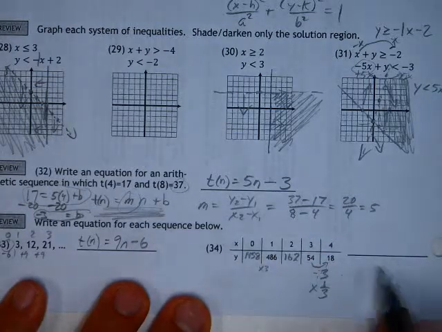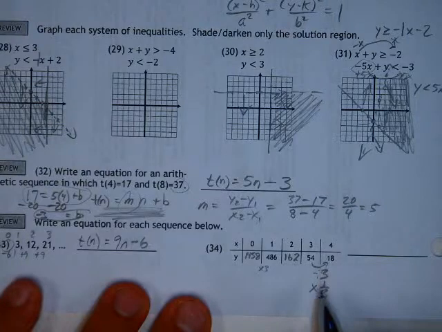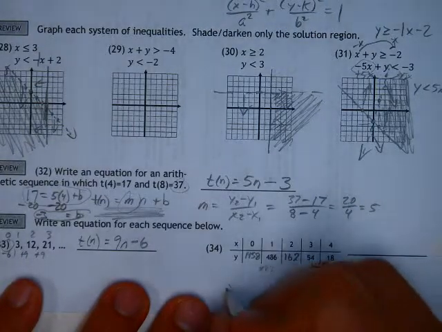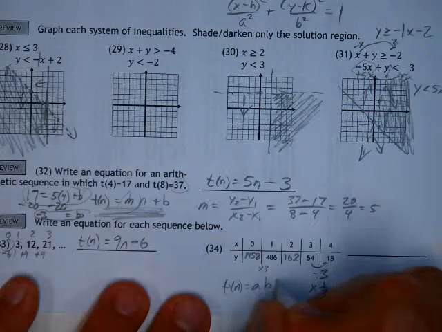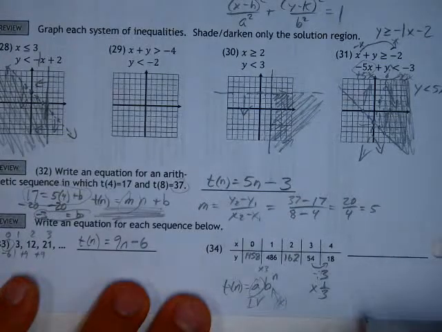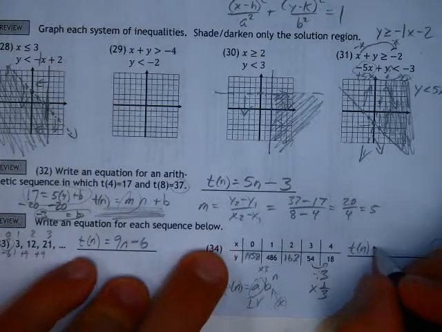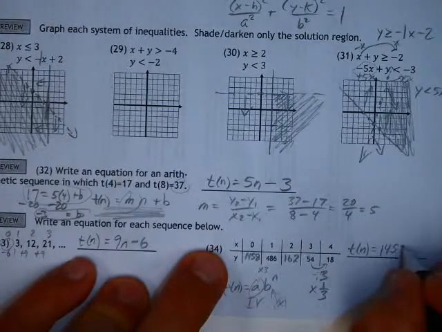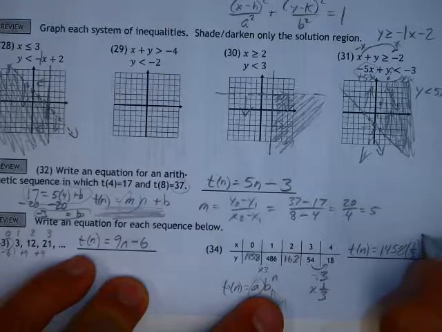Okay, well, this is a different problem. Here we're adding and subtracting. Here we're multiplying and dividing. The equation for this we looked at earlier, T of n is equal to a times b to the n power, where a is our initial value and b is our multiplier. Okay, so our initial value in this case is that 0 term, that 1458. Our multiplier is 1 over 3 to the n power. Thank you very much.